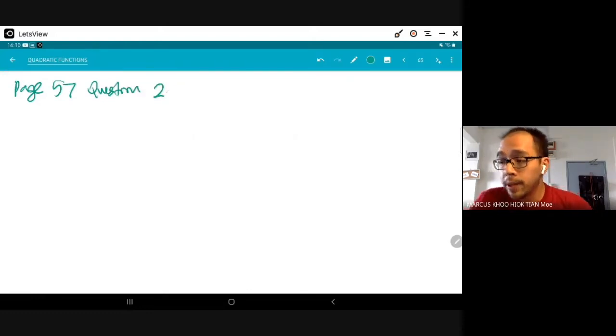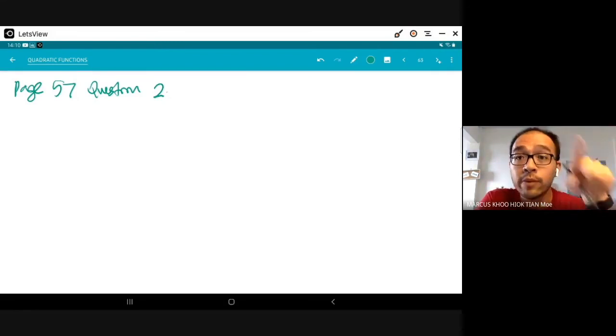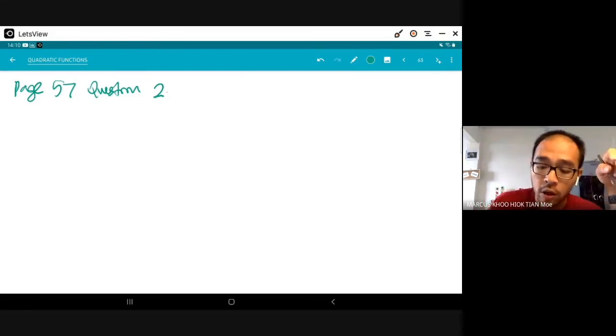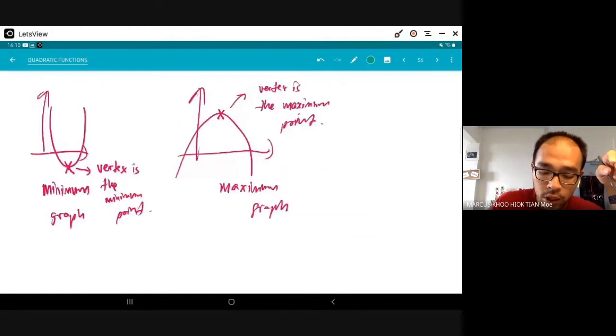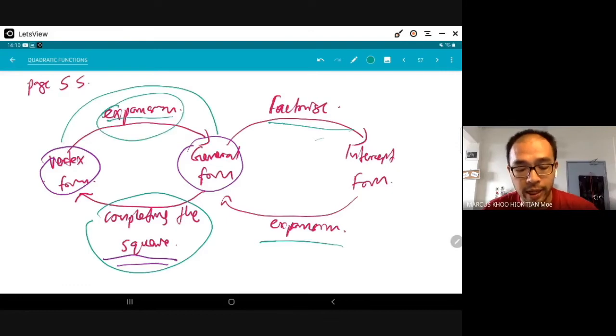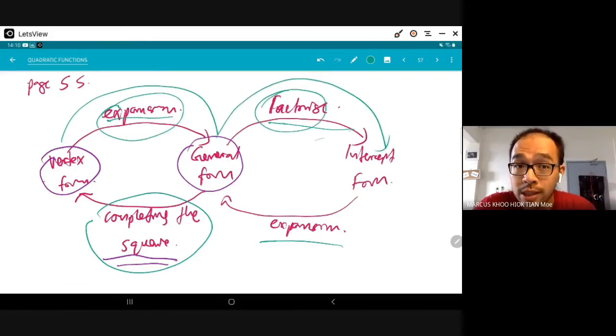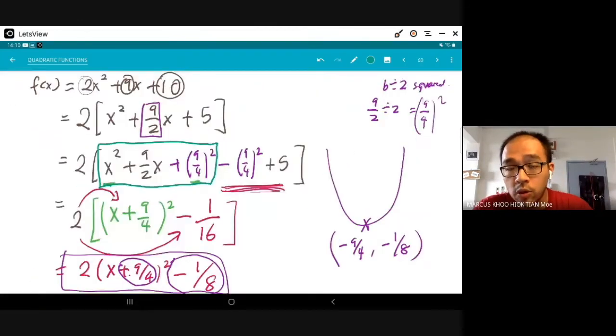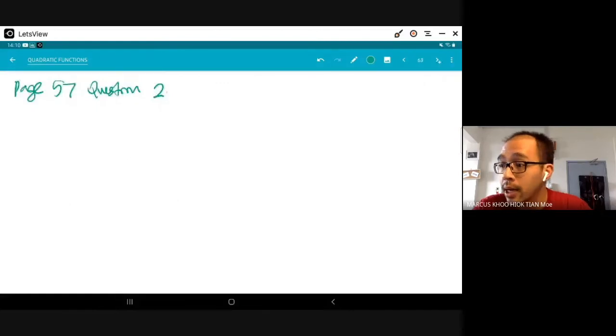Okay, so they say express each of the following vertex form into general and intercept. So we have to change it to general and then we have to change it to intercept. Go back to the jadual. How to change from vertex to general: by expansion, and then you go to intercept by factorization. So we have to do it in 2 steps.